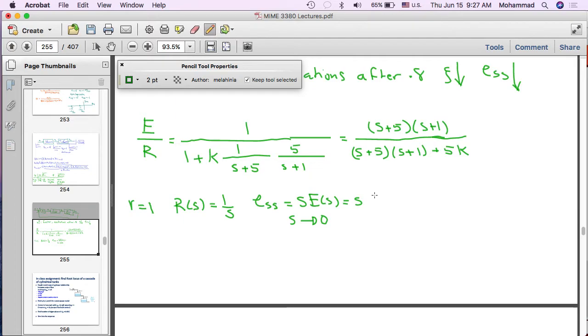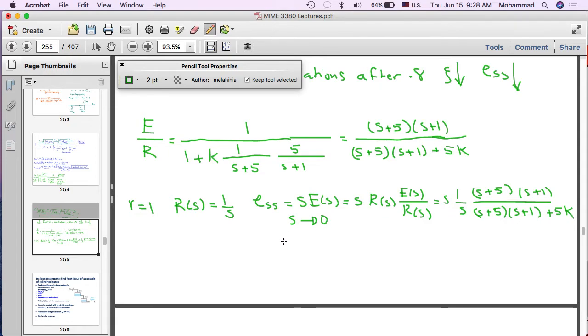And for finding e of s, we will multiply r of s by the ratio of e of s over r of s. Okay, s again gets repeated. R of s is 1 over s, and this is the transfer function that we just found. So what is the transfer function? The transfer function is s plus 5 times s plus 1 in the numerator. In the denominator, we have s plus 5 times s plus 1 plus 5 times k. And in all of that, we let s go to 0.